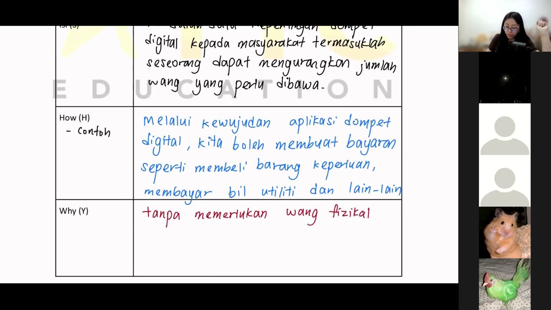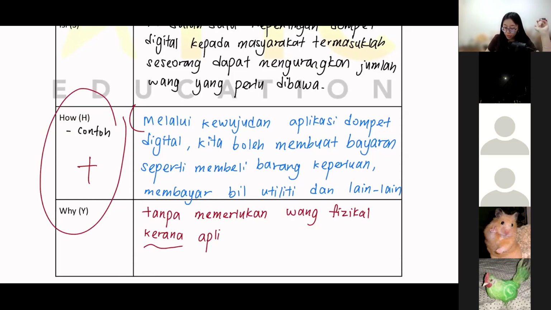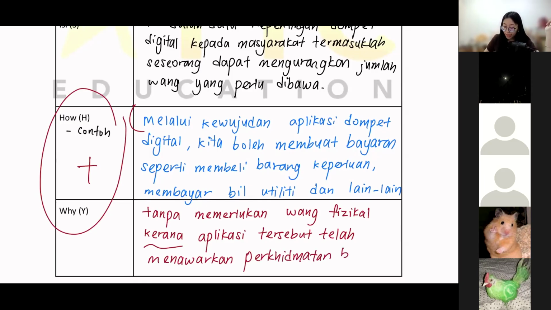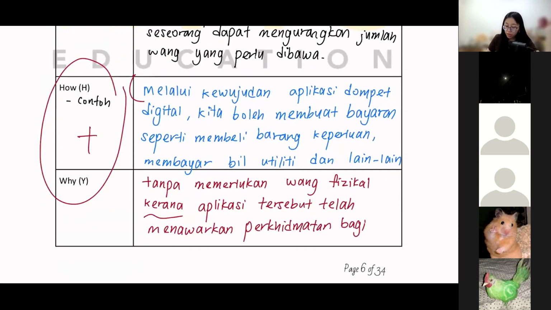Then you explain here kerana. So you're explaining kerana, I combine H plus Y together already using kerana. Kerana aplikasi tersebut telah menawarkan, already offer, the service perkhidmatan bagi pembayaran, for payment.